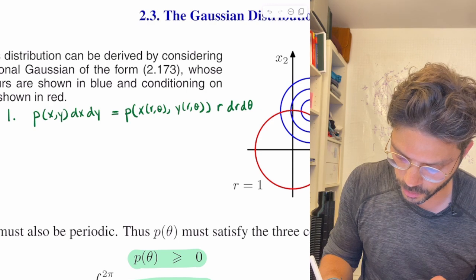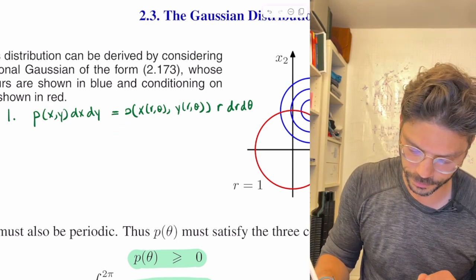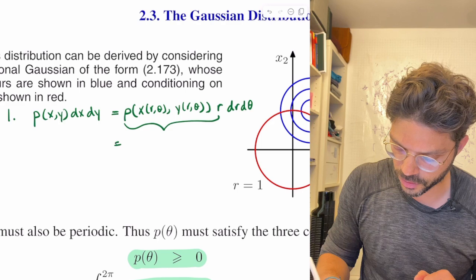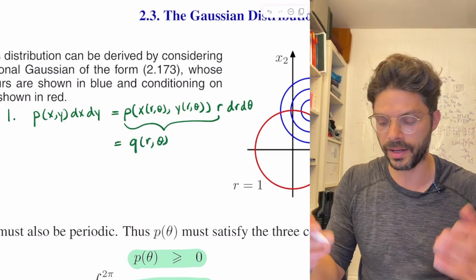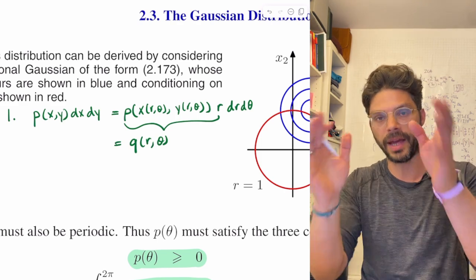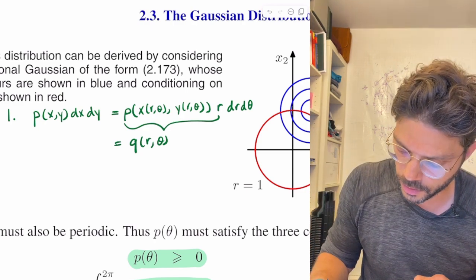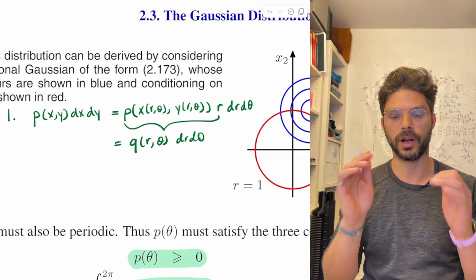So this term here, let's just call this q of r, theta. That's going to be our corresponding density for that two-dimensional distribution. We haven't done anything, we've just changed variables. So we're going to call that q.